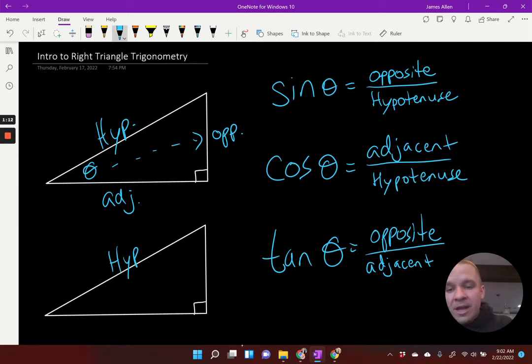Now down here, once again, my hypotenuse will stay as the hypotenuse, no matter where the angle is. But if I have theta up here at the top right now, my opposite side moves down here, and my adjacent side moves right there. Excellent. There we are. Once again, the opposite side is across from theta.